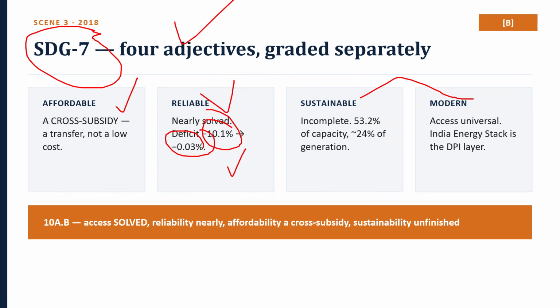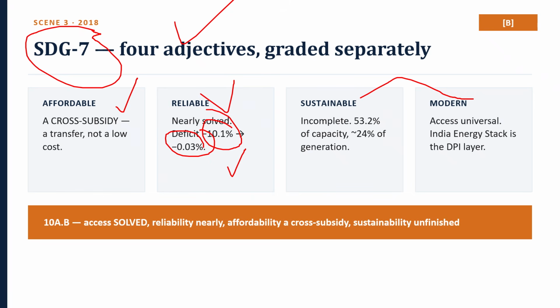panels. And modern note, two genuinely new things, that is PM Surya Ghar at 25,728 megawatts of solar and India's energy stack, digital public infrastructure for the power sector, framed by the survey as moving from energy access to energy agency. The four adjective sentence is that SDG 7 sets four tests and India's record differs sharply across them.